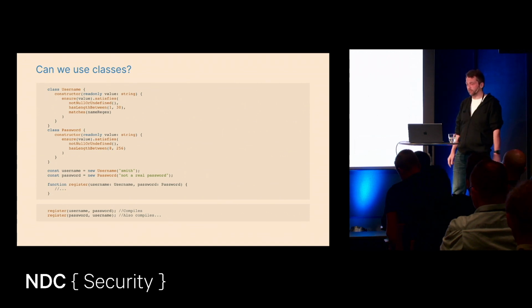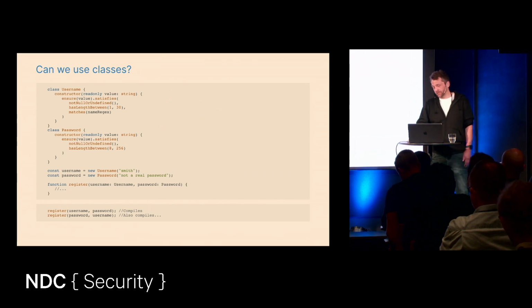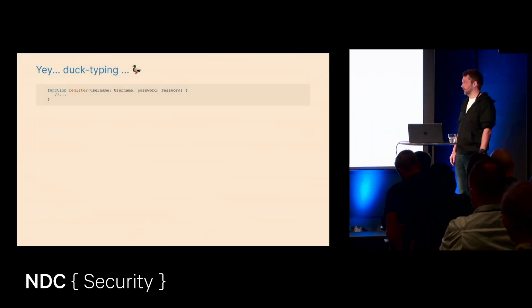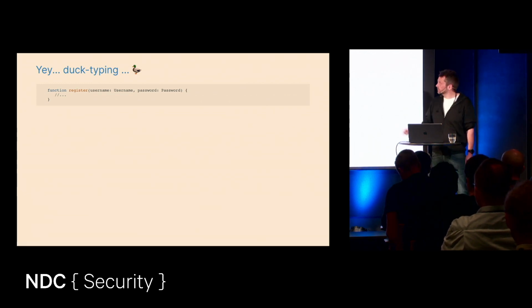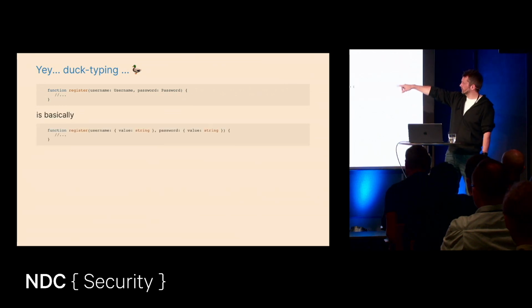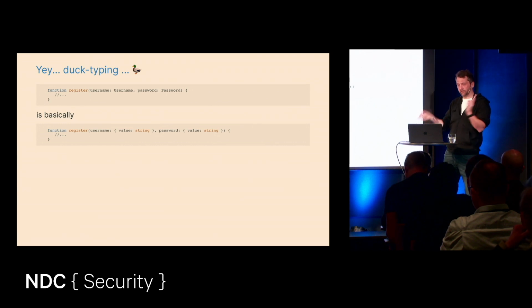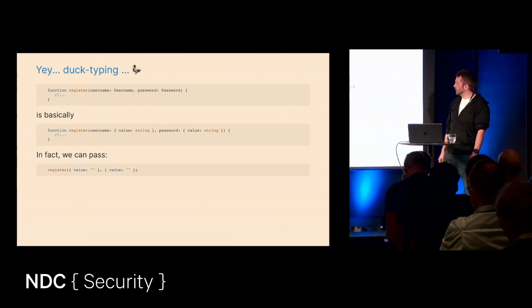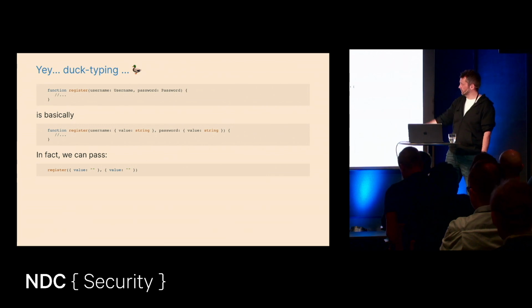If we flip them, it's still going to work. Well, not because of TypeScript, but because of duck typing. What TypeScript actually sees here is not username and password. It sees some type with a thing called value that's a string, and some other type with a value that contains a string. And so that's why we can flip them. We could even do something like this and bypass the validation altogether, because these match what we have up there. Two empty strings, that matches. Okay, crap.